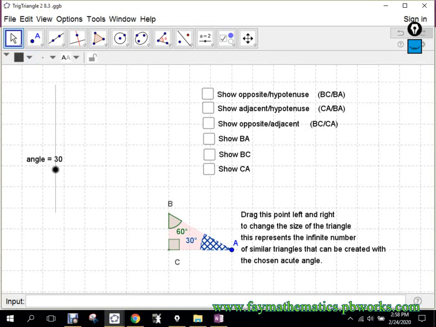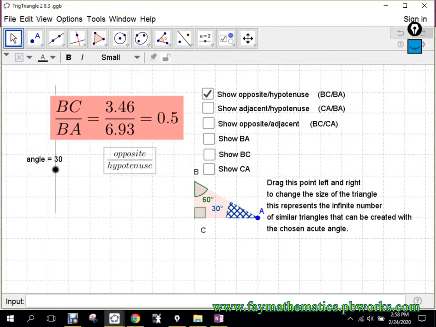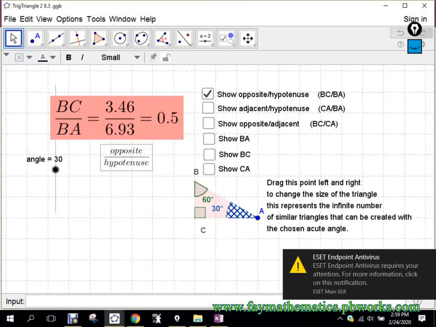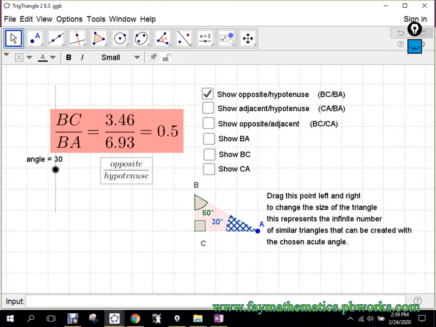So this distance BC and this distance BA, if I ask it to show them, it has the capacity to find those lengths using the distance formula, because these are ordered pairs, right? So you can use the distance formula that we know from chapter 1 to find these two distances. Looking at this triangle, when I divide them, it gives me 0.5, right?